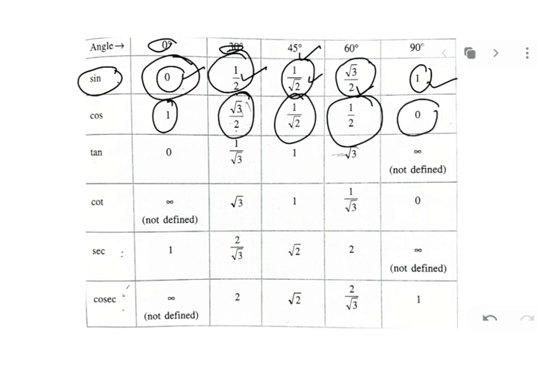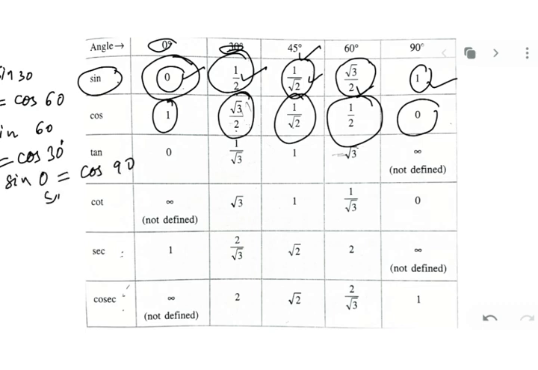So you will notice that sine 30 is equal to cos 60. Sine of 60 is equal to cos 30. Sine 0 is equal to cos 90. And sine 90 is equal to cos 0.